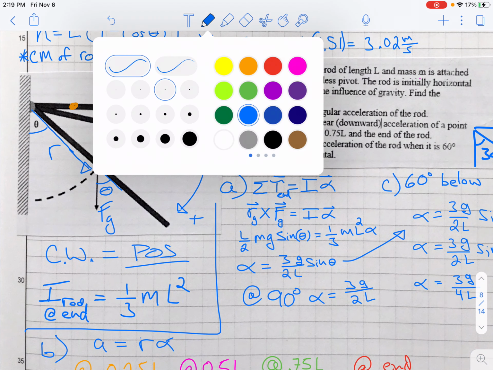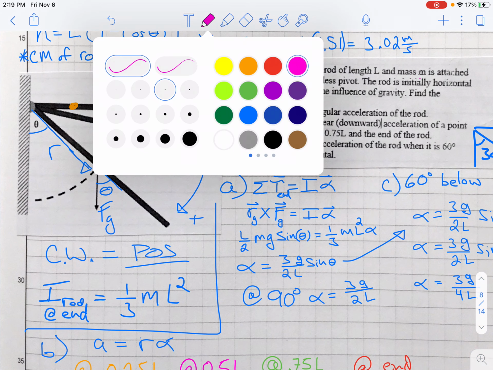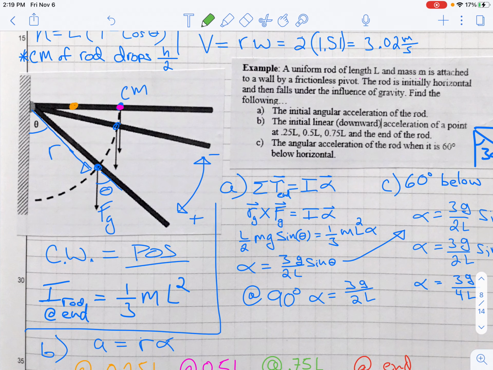Halfway down the rod, we were right there. That's at the center of mass. 3/4 of the way down the rod, we would be right there. And then all the way down at the end of the rod, we're over here.